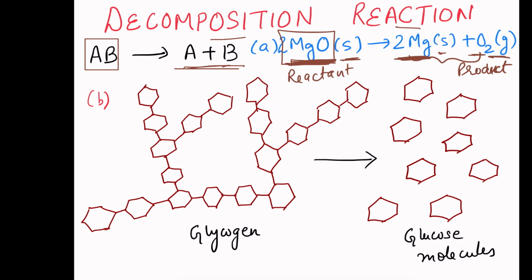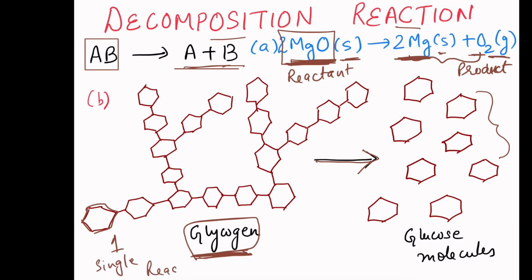Now let's understand using another biological example which takes place in the human body. It's a biological reaction. This is glycogen. Glycogen is a storage form of glucose. So what is happening is this glycogen, you can see it's a big molecule. It's made of 6-membered rings, each a glucose molecule, and then they decompose producing several glucose molecules. So one single reactant is producing several products. You can have more than one product being formed. So this is the example for decomposition reaction.